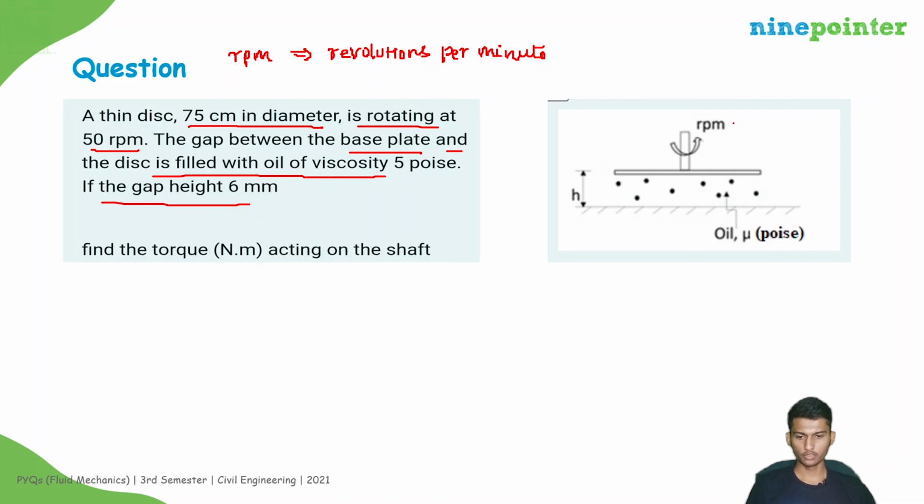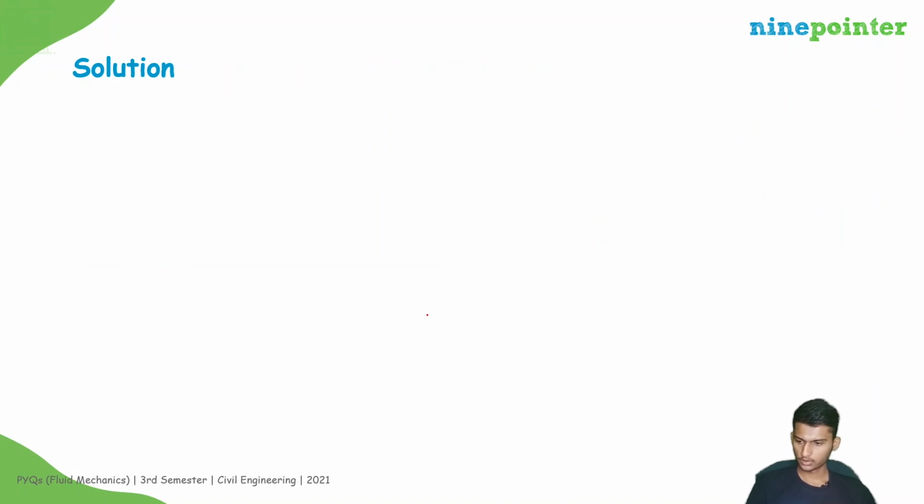So this is the shaft. It is rotating with some omega, and this is the disc plate and this is the base plate. It is fixed over here. So there is oil with the viscosity value mu. If you observe from the top view, the disc will be like this. So here this is the axis and we are applying omega like this.